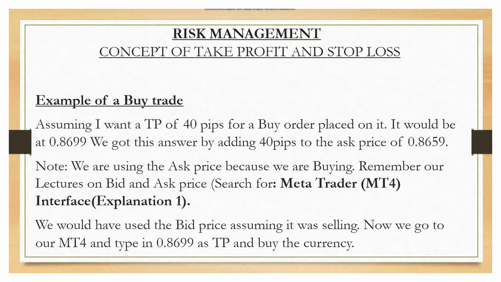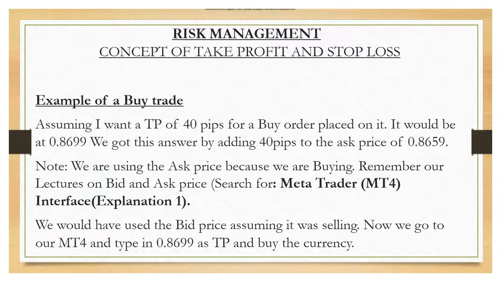Assuming I want a take profit of 40 pips for a buy order placed on it, it would be at 0.8699. We got this answer by adding 40 pips to the ask price of 0.8659. Note, we are using the ask price because we are buying. Remember our lectures on bid and ask price.